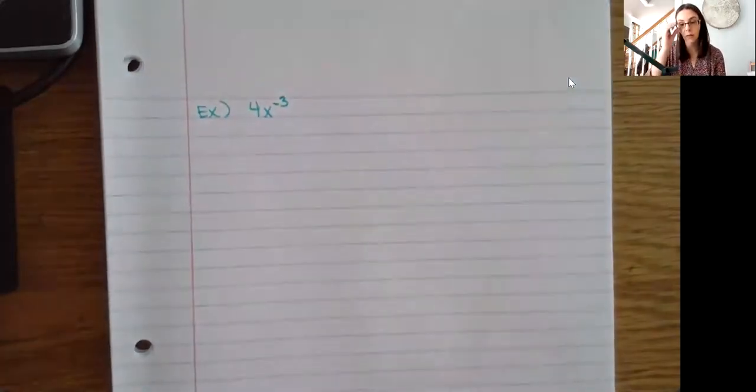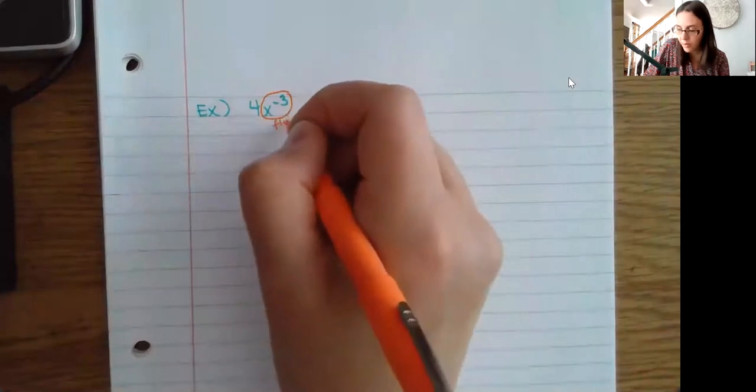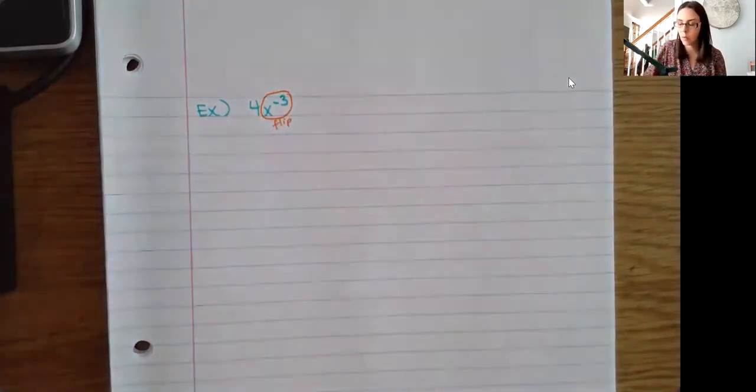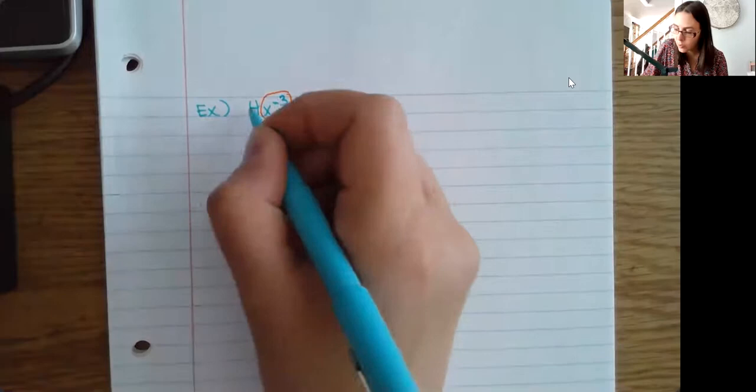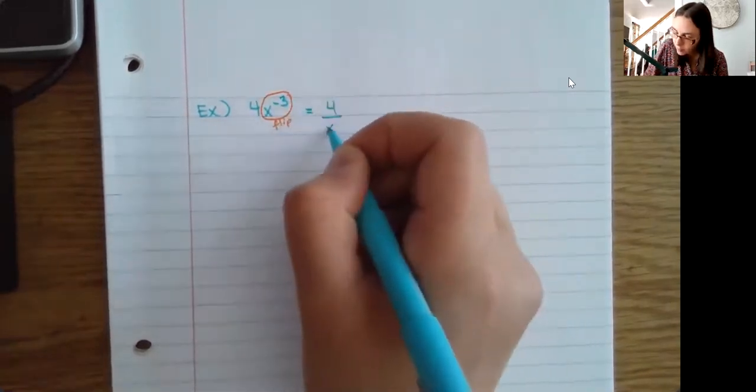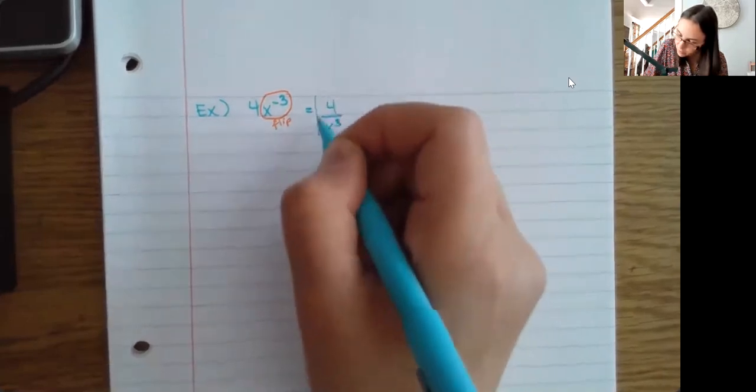For 4x to the -3. So here I do have a negative exponent, but be careful that negative exponent is only on the x, right? So just this part is going to flip. The 4 is going to stay where it is. So the 4 is in the numerator, right? Because I have no denominator. So it's in the numerator. So this is going to flip down, and I have this as my final result.